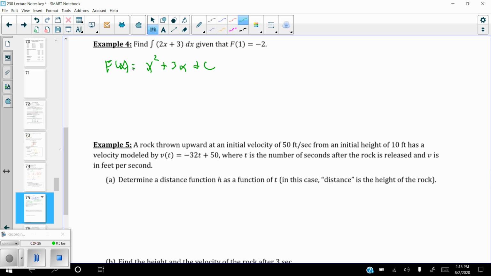That's our general antiderivative. But now what they've done is they've given us this information right here. This right here says that f of 1, that's your x value, equals -2. That's your y value, or your f of x value. So we're going to go ahead and plug in 1 where I see all the x's.